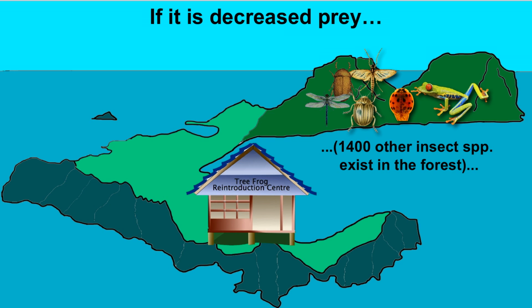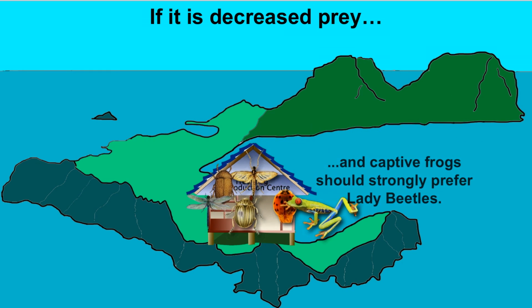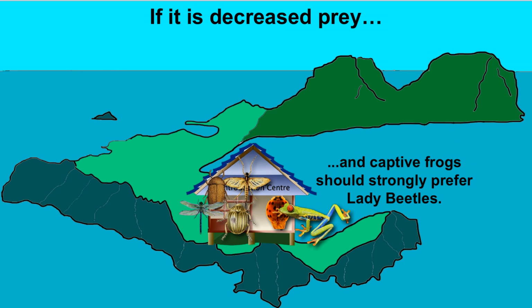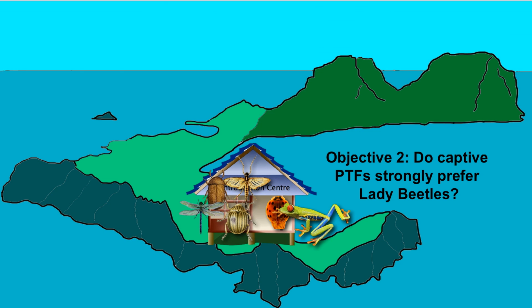Now, to demonstrate a nutritional dependence of this kind experimentally is difficult, particularly so in the rather artificial setup that we use. However, one can use a proxy, an indicator for dependence. One would predict that if tree frogs were dependent on these beetles, they would, in captivity, prefer them very strongly over other insects from their habitat. So that's the experimental question that we asked.